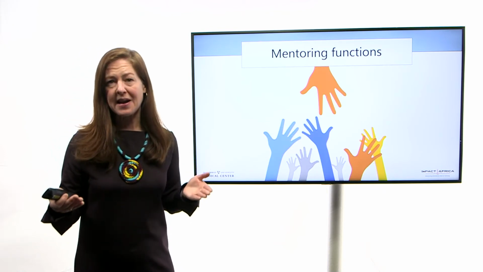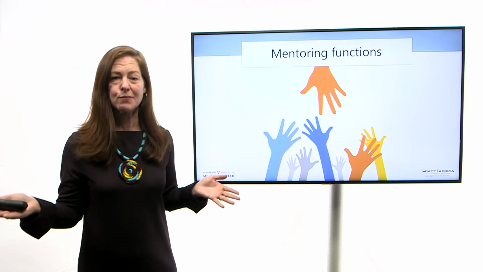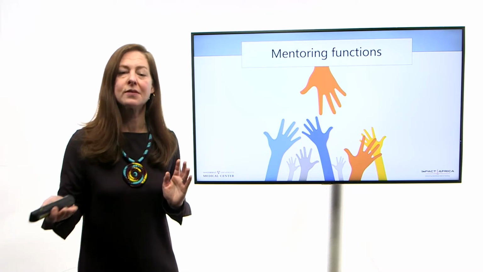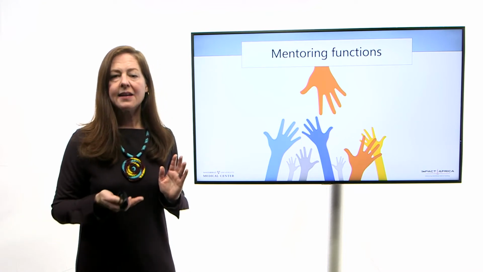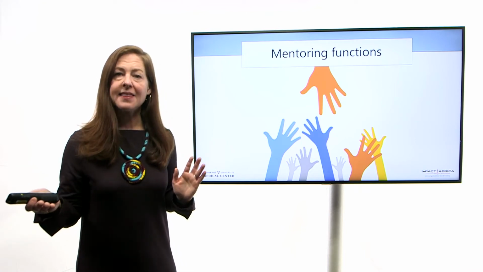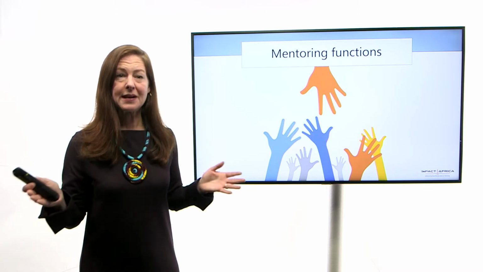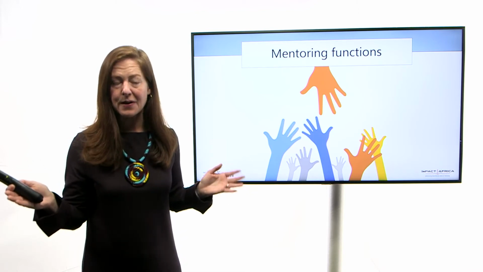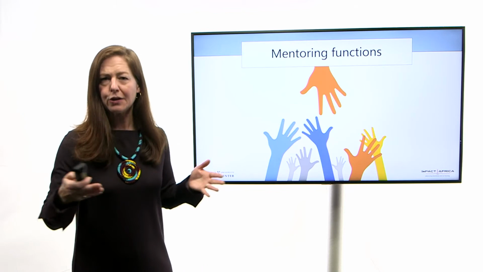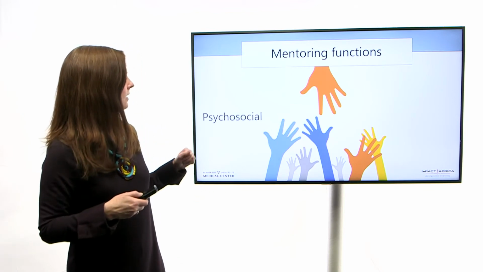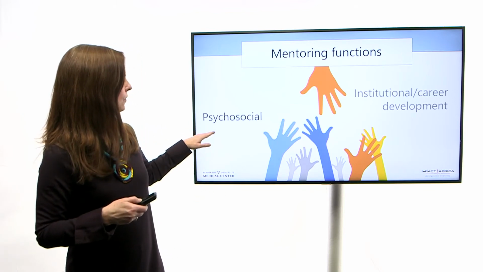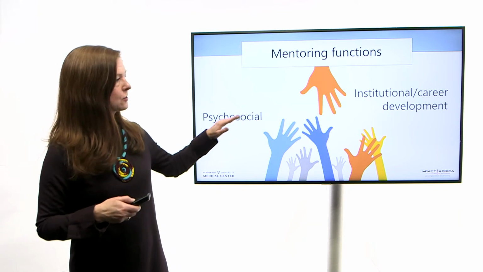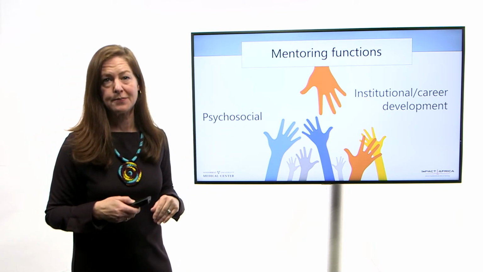So these best practices can be understood as well through two primary mentor functions. And if we imagine that in the academic setting, we can imagine it in other settings as well, but principally here in a university setting, we can understand them to be twofold in terms of psychosocial and institutional development.